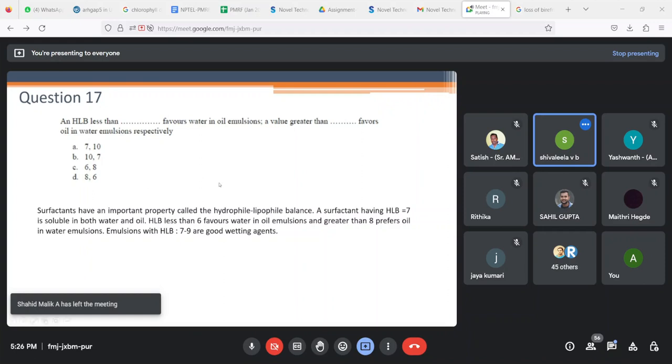So based on the HLB value, you can actually figure out what kind of emulsions they will be forming. And based on that, you can add those additives to make such emulsions in food processing technologies. And those with 7 to 9 are known as good wetting agents. The answer is option C. Below 6 is water in oil, above 8 is oil in water.